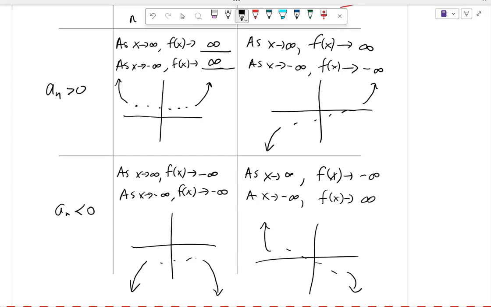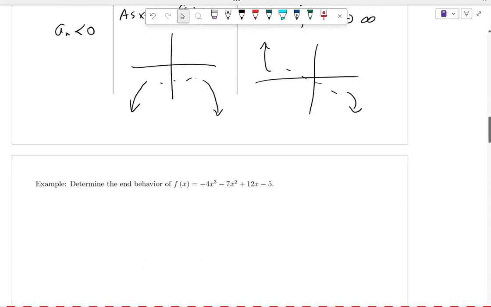So this table summarizes your end behavior for you. But again, I think it's just as easy to remember x squared, x cubed, right? Even looks like x squared, so they both point in the same direction. Odd looks like x cubed, they point in opposite directions. And then you just have to use your negative sign to determine whether it's flipped upside down. All right. So let's see if we can put that to use.